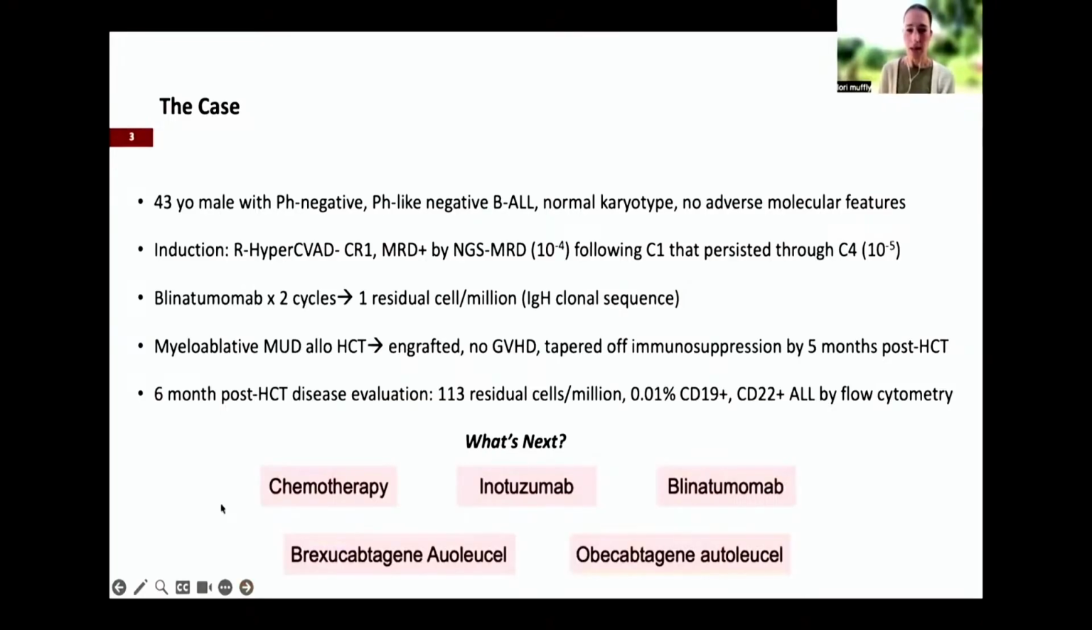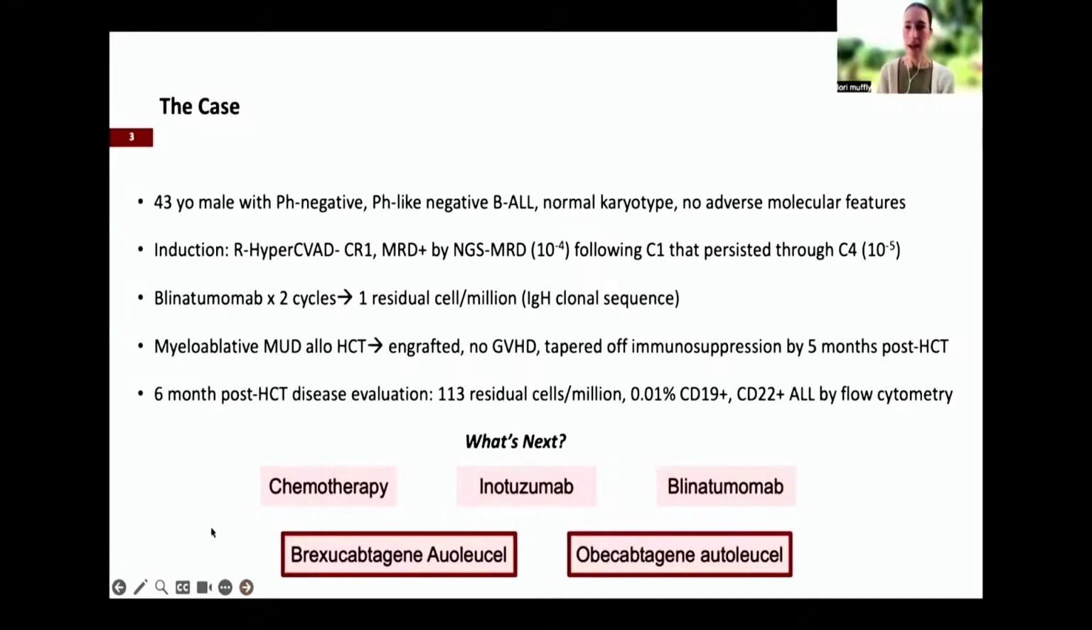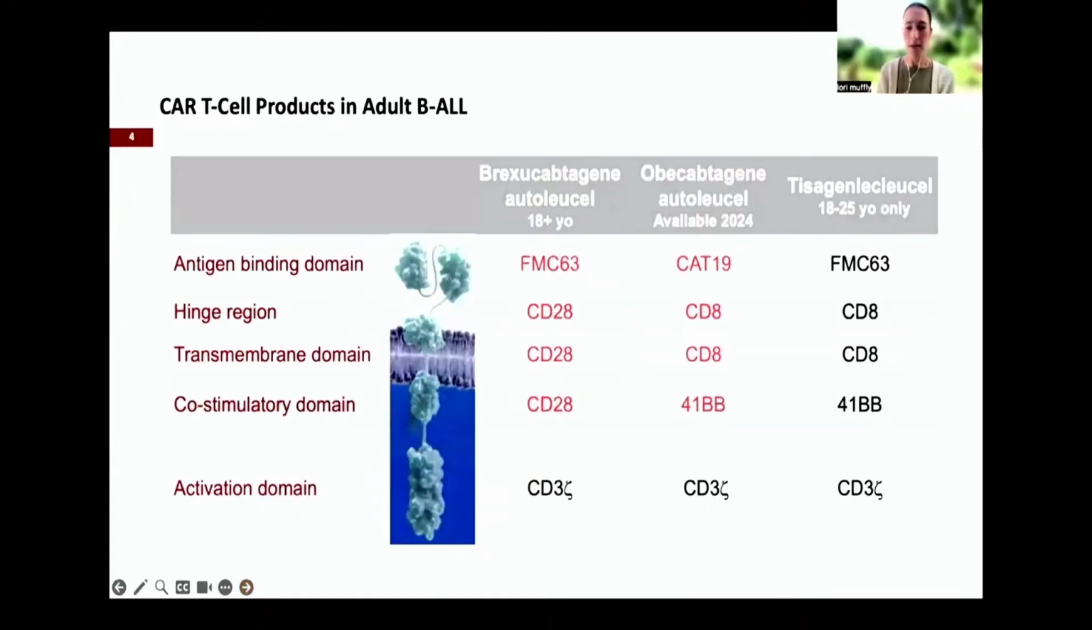In the United States, at least, we have an array of options, including chemotherapy, inotuzumab, blinatumomab, brexucabtagene autoleucel, and obecabtagene autoleucel. Today, we're speaking about cellular therapies, so we're going to be focused on brexucel and obe-cel. Here is a table of the 3 currently commercially approved CAR T-cell therapies targeting CD19 in acute lymphoblastic leukemia. This table displays the similarities and differences, and I will walk through each of them.